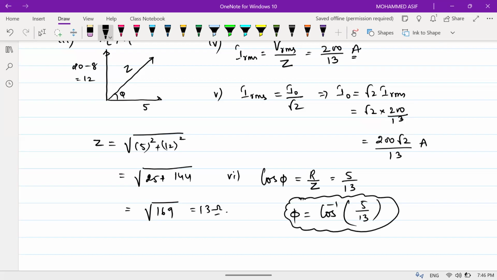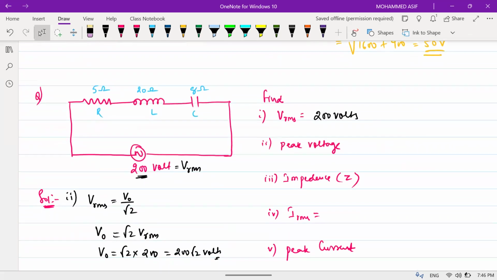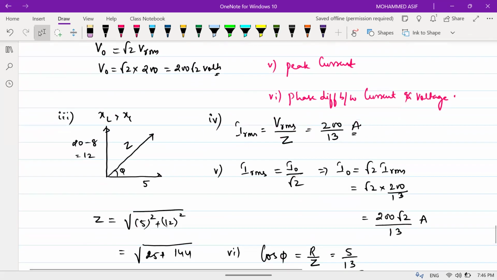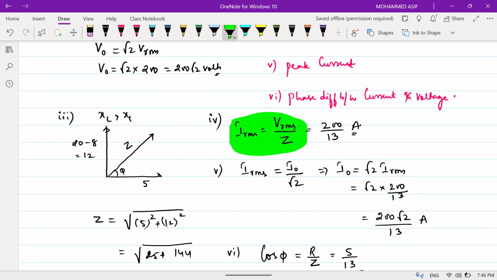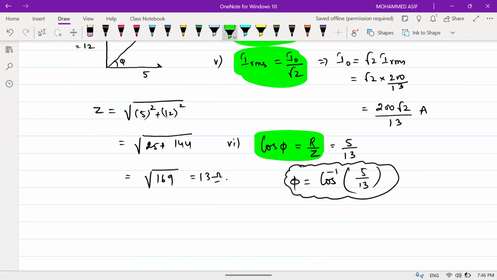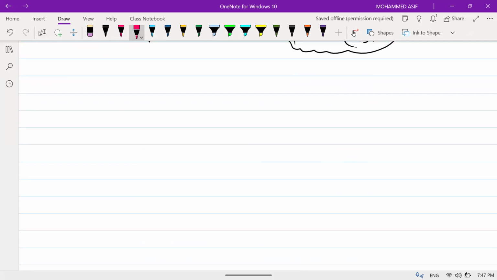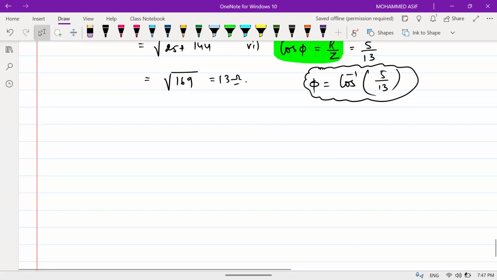Got an idea? Yes, sir. Will you do one problem now? Everyone got an idea how to do it if such a type of circuit is given? You got an idea how to calculate VRMS, IRMS, peak value, impedance, all the given conditions. Now see, IRMS when peak value is not given, I'm using the formula IRMS equals VRMS divided by Z. And IRMS equals I naught divided by root 2. How do you calculate the phase value? Cos phi equals R by Z. Clear? So I'm giving you one question. Please try to do it on your own and let me know the answer.